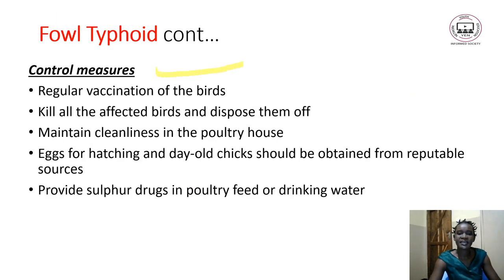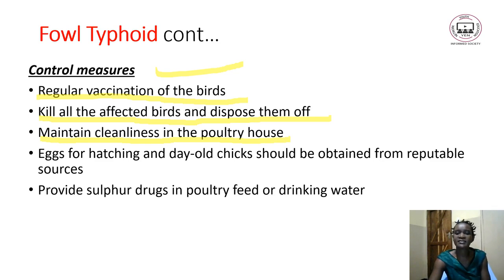Control measures. It is possible to control the diseases which are caused by bacteria. We can treat the birds which have been attacked by bacterial diseases. Regular vaccination of the birds may help to prevent the disease, and killing all the affected birds and disposing of them can also help to prevent the spread of the disease if you do not have proper drugs. Maintaining cleanliness in the poultry house may also help to prevent the spread. Remember, these bacteria may be found in droppings as well as eggs.